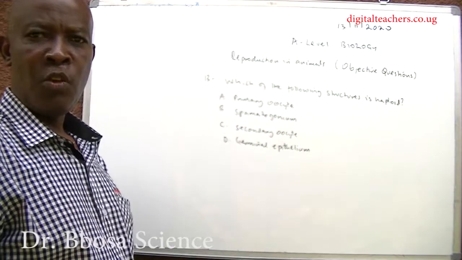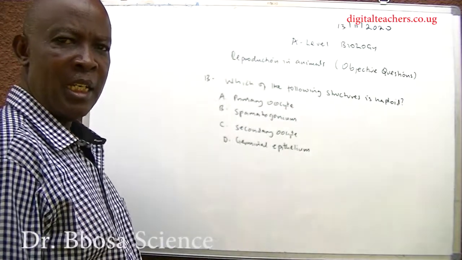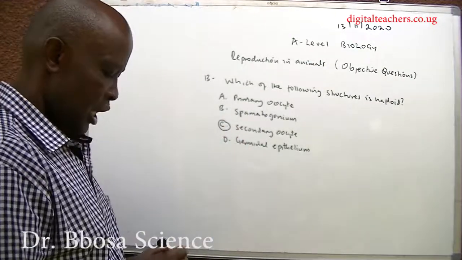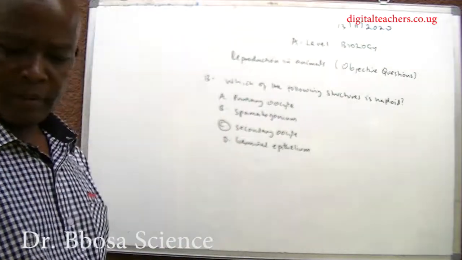Germinal epithelium. You can pause and answer. The answer is C. Secondary oocyte.